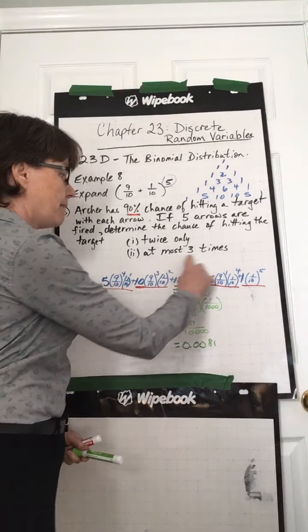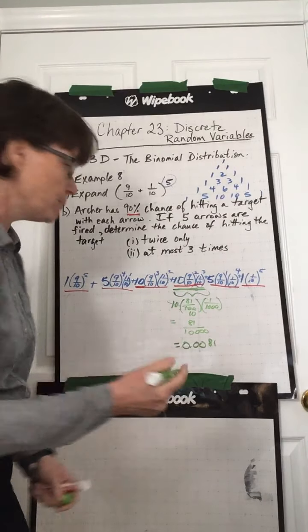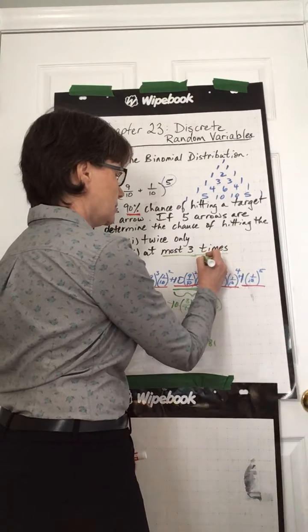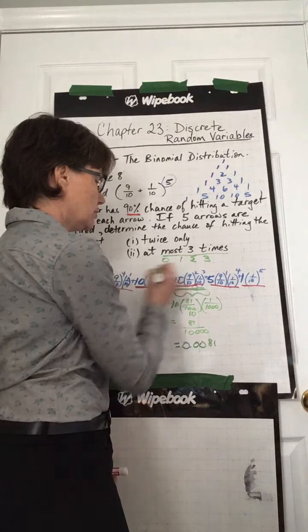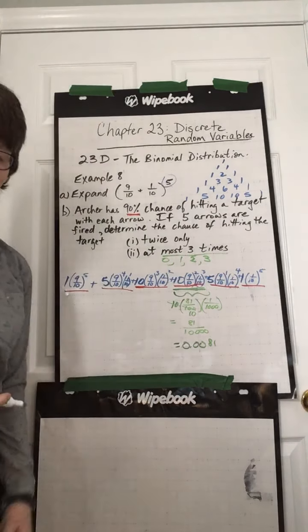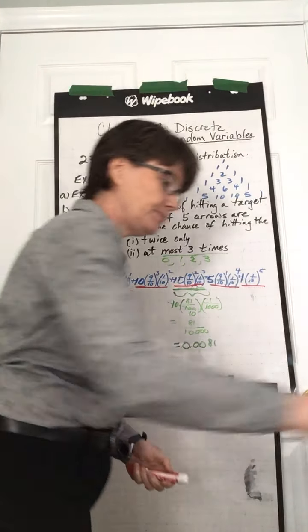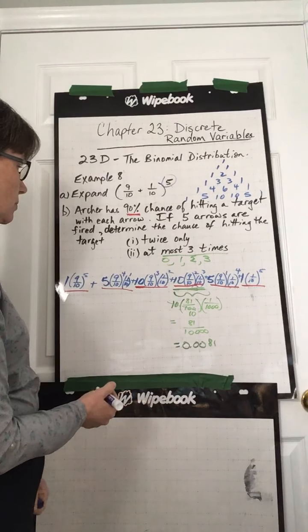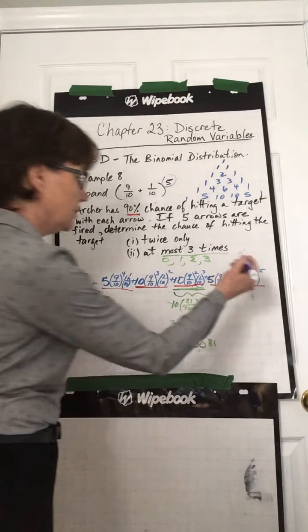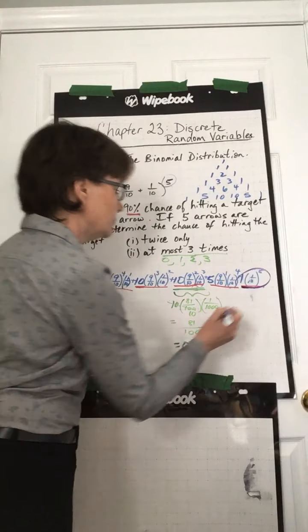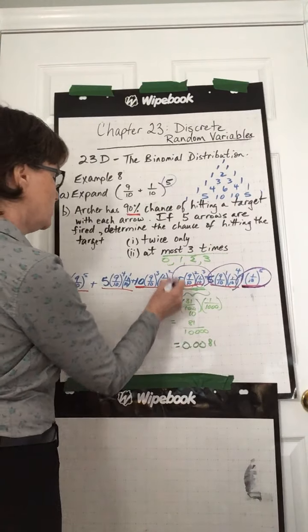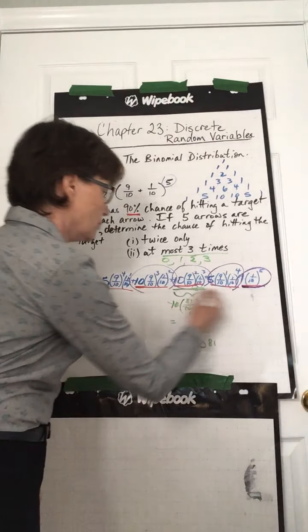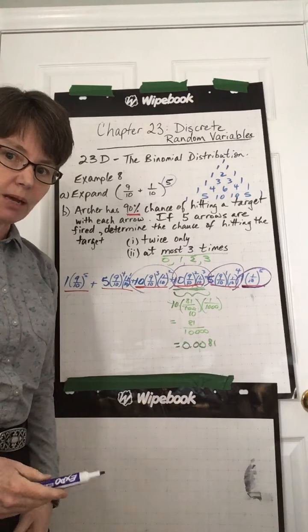Now, probability at most 3 times. At most 3 times means 3 times is the most, or 2 times, or 1 time, or 0 times. So we need to get all of those and add them up. So 0 successes is this term. One success is this term, 2 successes this term, 3 successes this term. So we would find out all of those and add them up.